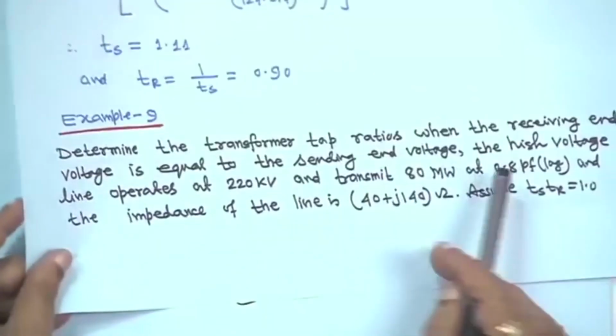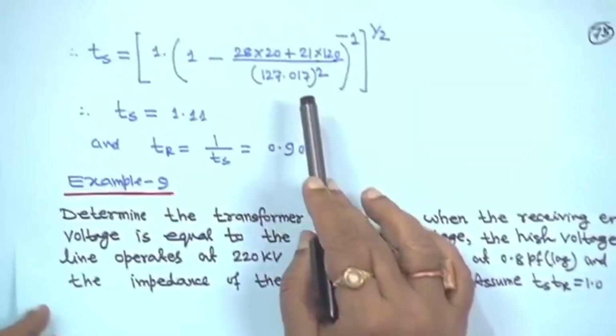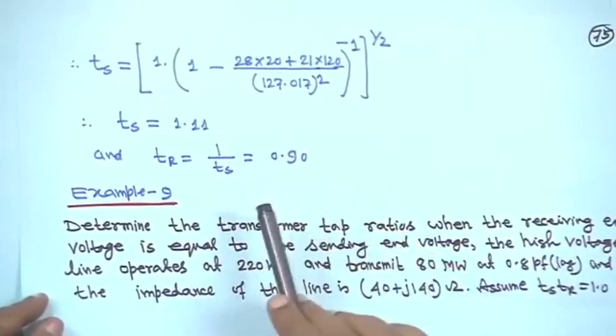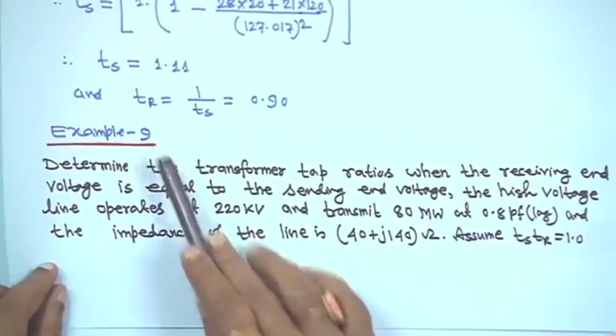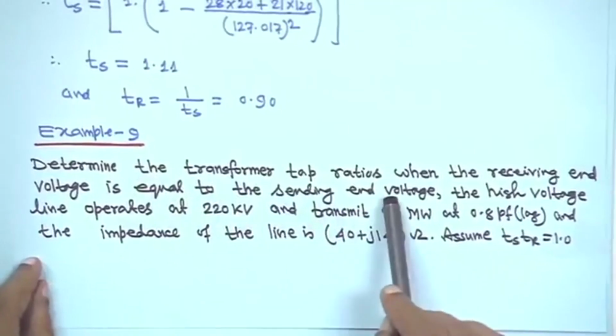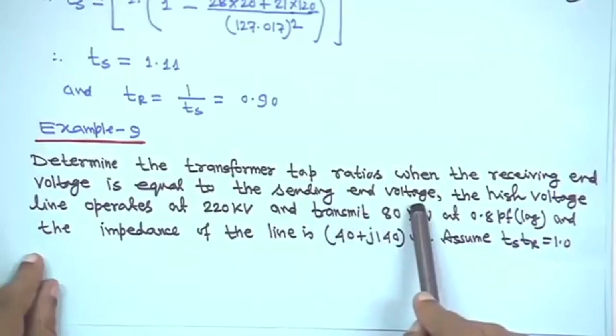Now, one more example. This is understandable, these things are very simple, so directly you can apply. Take another example, example 9. Determine the transformer tap ratios when the receiving end voltage is equal to the sending end voltage.